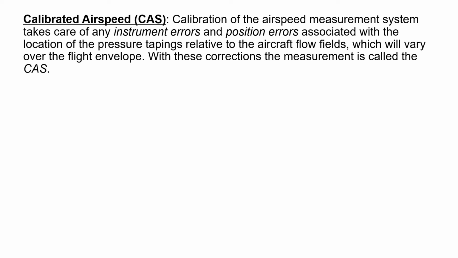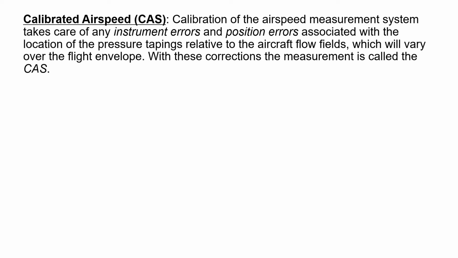We know how the airspeed is measured, and on the airspeed meter it's called the indicated airspeed. And we also have two other terminologies to get familiar with. First is called the calibrated airspeed, also known as CAS. Calibration of the airspeed measurement system takes care of any instrument errors and position errors associated with the location of the pressure tappings relative to the aircraft flow field, which will vary over the flight envelope. With these corrections, the measurement is called the CAS.